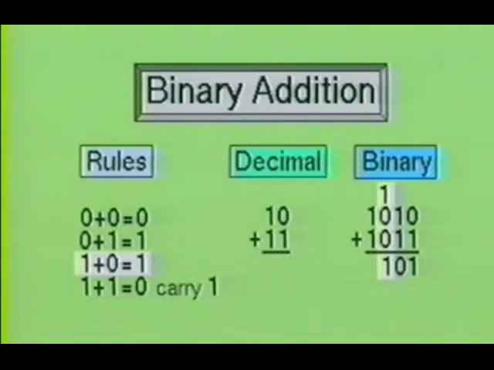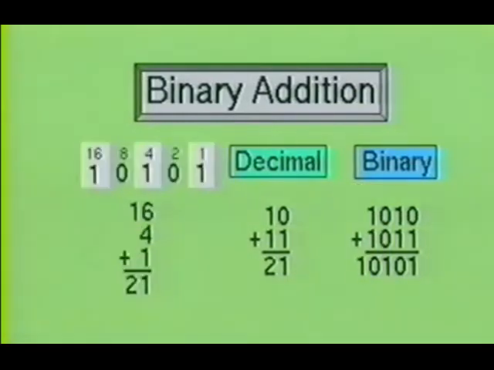In the next column, we have 1 plus 0, and the rules show that 1 plus 0 equals 1, so we place a 1 in this column. In the last column, we have 1 plus 1, and we know that the rules say that equals 0, carry 1, so we place a 0 in that column. Since our problem has no additional columns, we will use the next most significant bit value, which in this case would be the 16. By converting our binary answer into decimal, we see that the binary number 10101 equals 21.